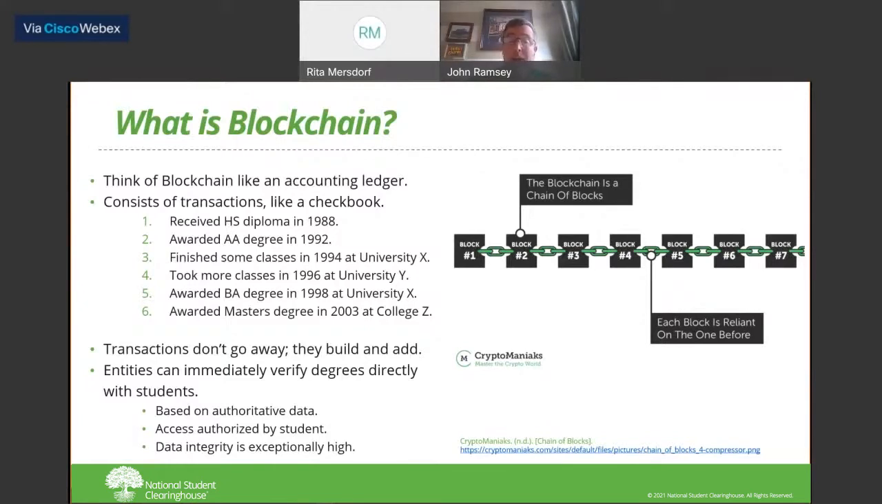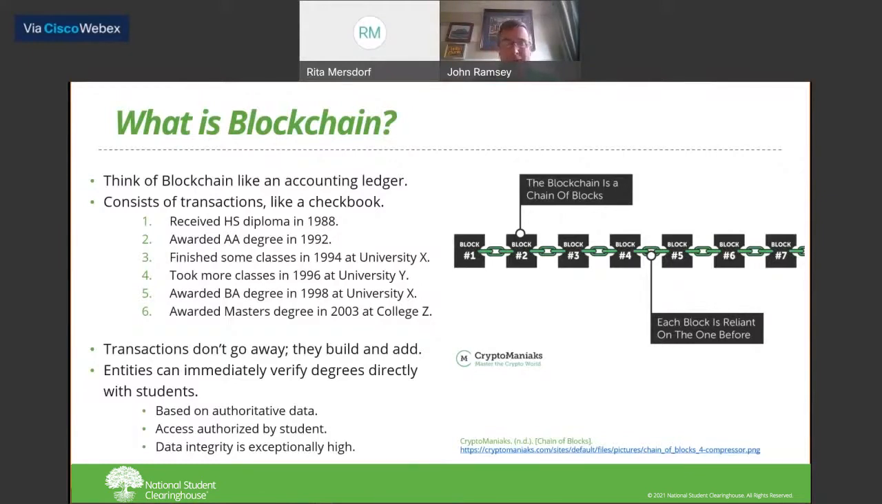Going into block five, I was awarded a bachelor's degree in 1998 back at University of X. You can't unaward it, so it's there. And then going into block six, I was awarded a master's degree in 2003 at College Z. So you can see you have a lot of historical data over multiple places, all located now in one specific spot that can't be altered or changed. That's a pretty important concept.